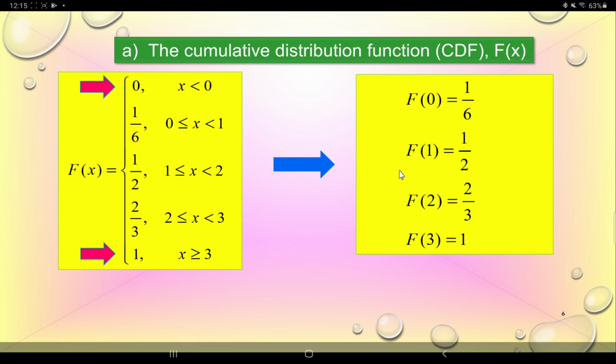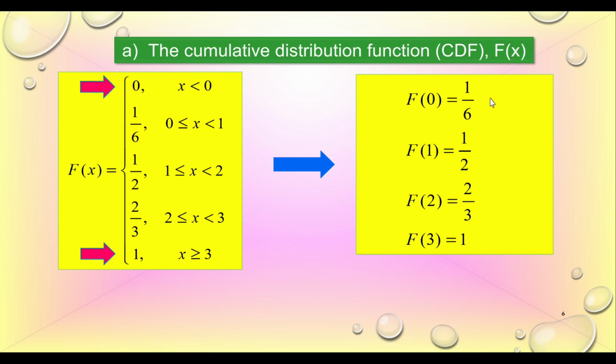From the CDF, we get F(0) equal 1 over 6. We choose the equal sign. And next, F(1) equal 1 over 2. F(1) is not 1 over 6 because the equal sign is here. And next, F(2) equal 2 over 3. And last, F(3) equal 1.